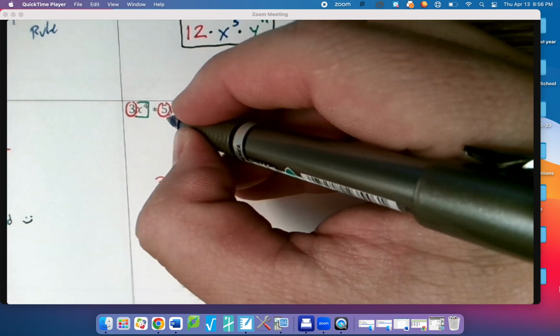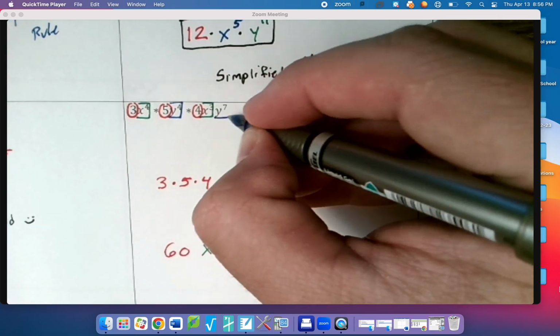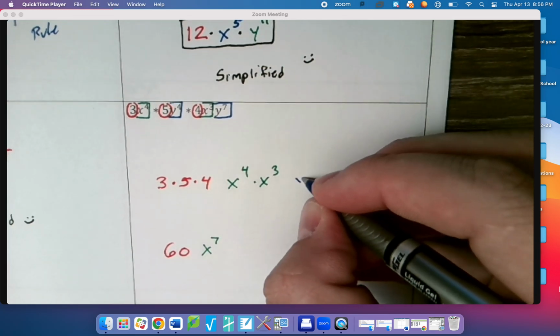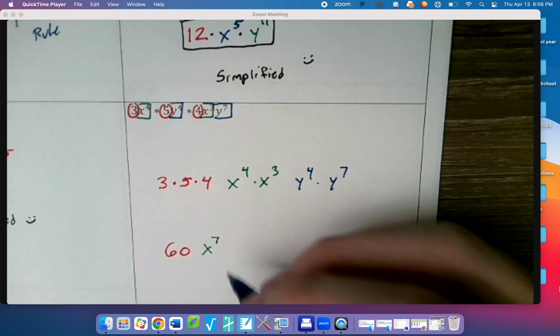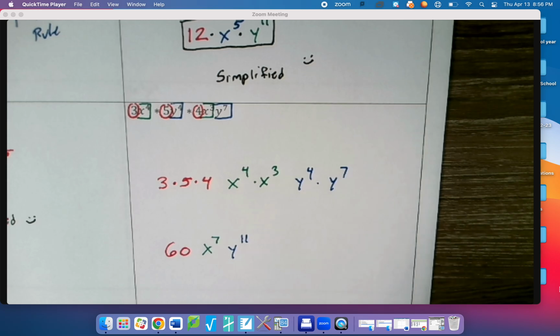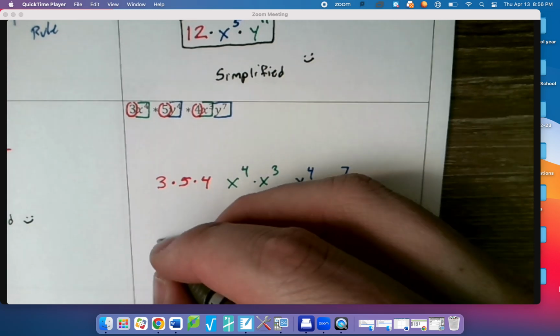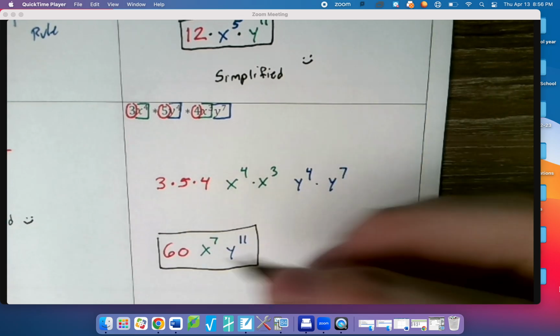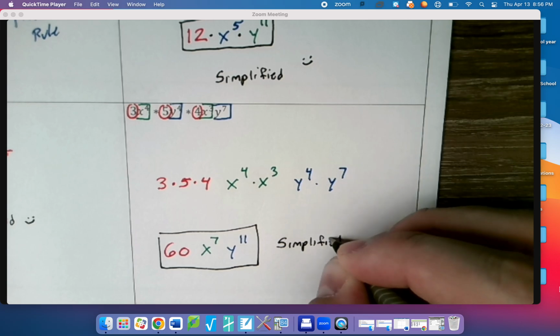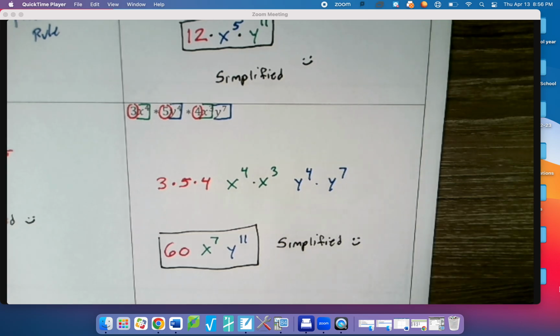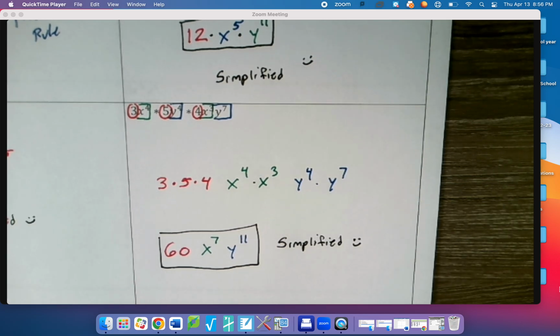We then have our y's. Y to the 4th, y to the 7th, which means I've got y to the 11th right there. For a second there, I thought I had the same problem I did before because I ended with a y to the 11th. We're simplified. And we're done. That is the product rule.